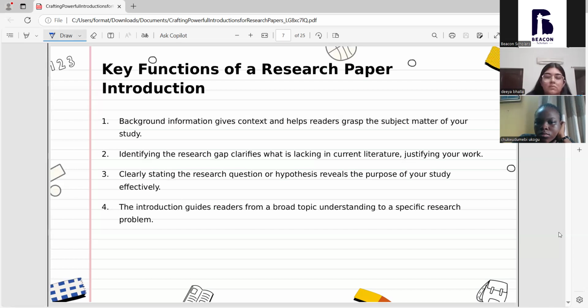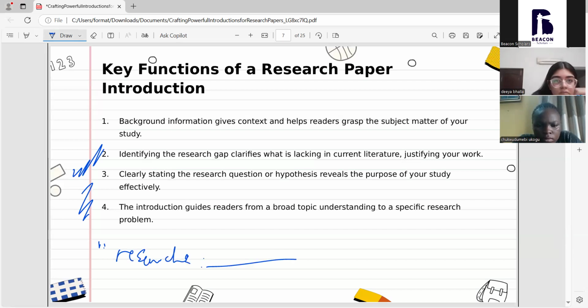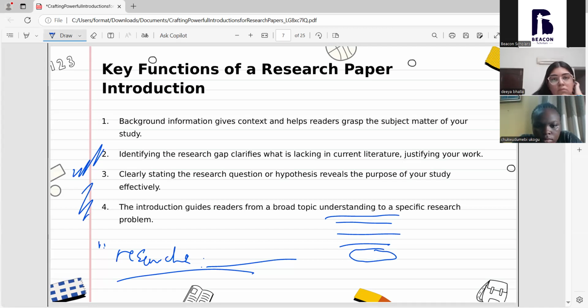Can you see my writing? Yeah. So you will not write like this, "research question" and then define it. You will not do this. Just while writing your introduction, you will mention a sentence which refers to the research question in the body of your introduction. All right, got it. Very good.